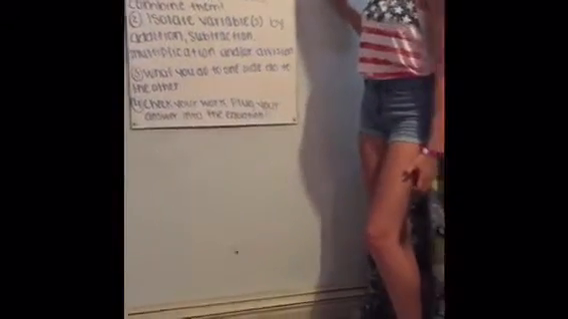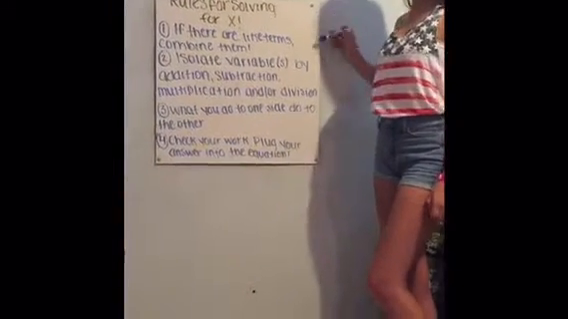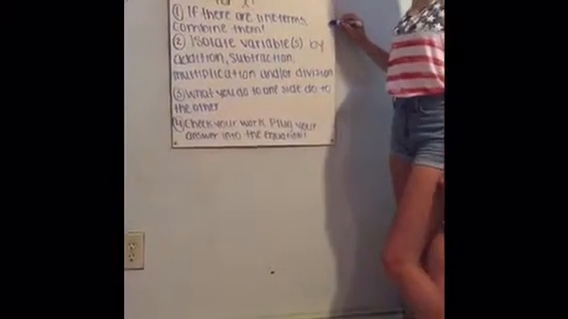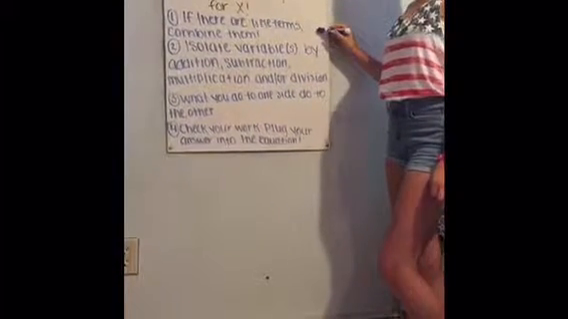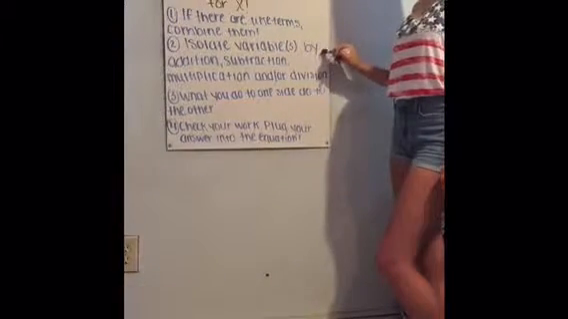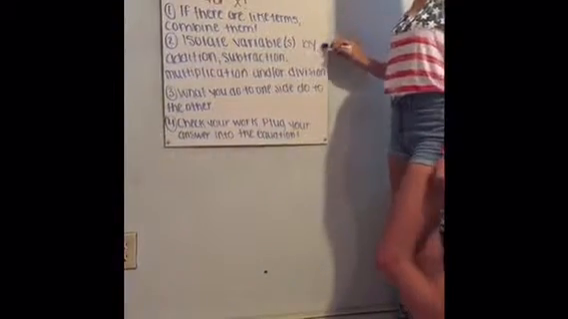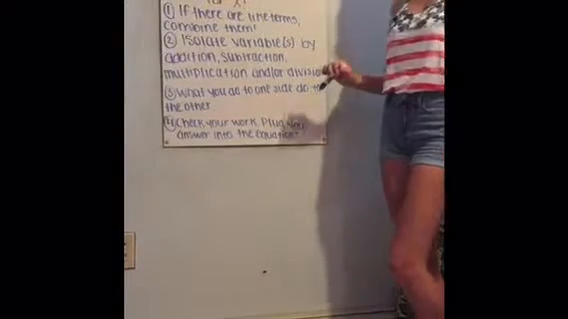So to introduce our topic of solving for x, I'm just going to talk about the rules. The first rule for solving for x is if there's any like terms, then you have to combine them. And if there's not any like terms, you skip right to step 2, which would be to isolate the variable, or variables, whatever there is. And to do this, you use addition, subtraction, multiplication, or division, depending on the problem.